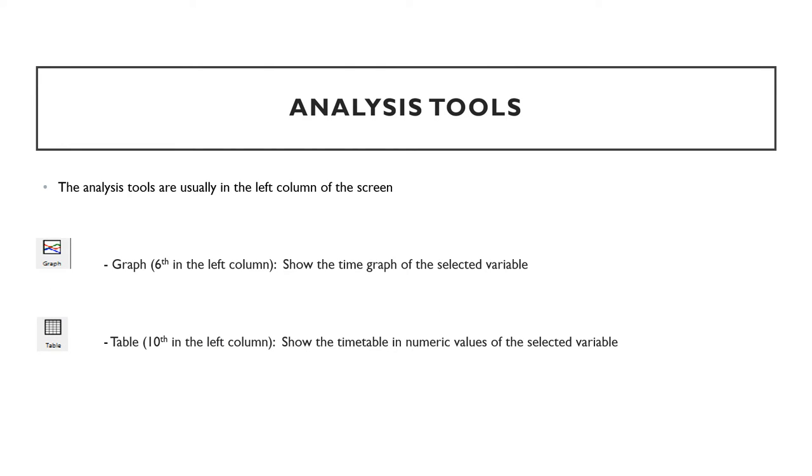We have the analysis tools, which are usually in the left column of the screen. To select an analysis tool, you usually need to select a variable first by double-clicking on the variable. We have the graph tool, which shows the time graph of the selected variable. Finally, we have the table tool, which shows the timetable in numeric values of the selected variable.